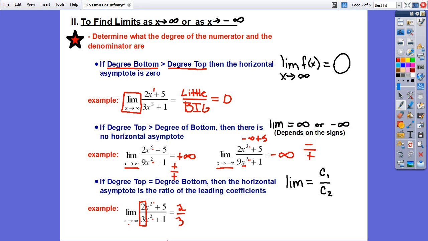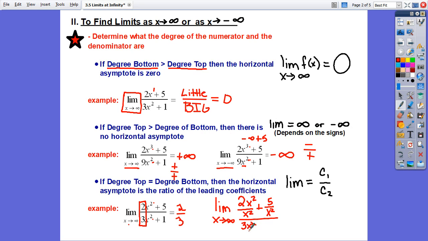Now, why that works, I want to show you why that works. Okay, and I'll do it very quickly. Here's the reason why. I want to use that concept of a little over big being 0. So remember, little over big is 0. So if I divide everything by the largest degree, and the largest degree was x squared, I'm going to take the numerator and divide everything by x squared. I'm going to take the denominator and divide everything by x squared.